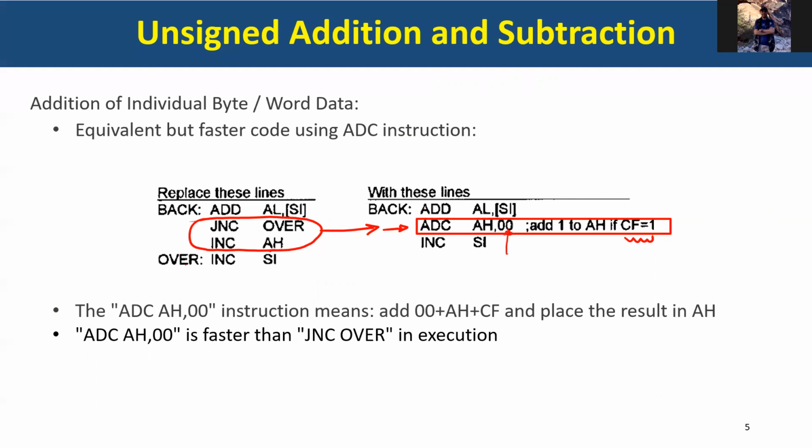Because the addition here by default will add 1 to each, but only if the carry is 1. Okay, and for some reason, this is faster. Of course, you have reduced the code by 1 line, and due to something called pipelining, this 1 line is faster than having a jump not carry over and increment AH, or these 2 lines.